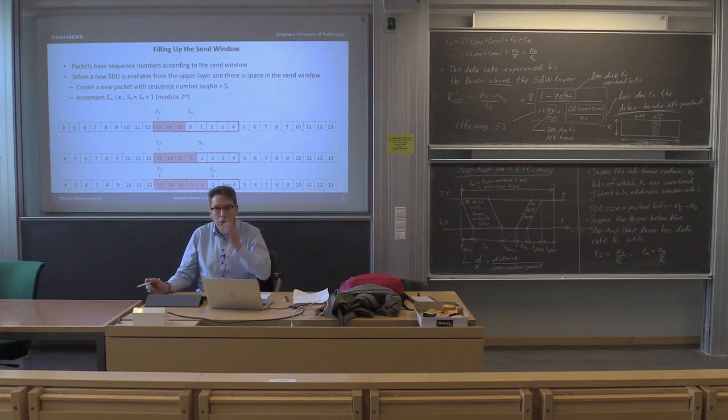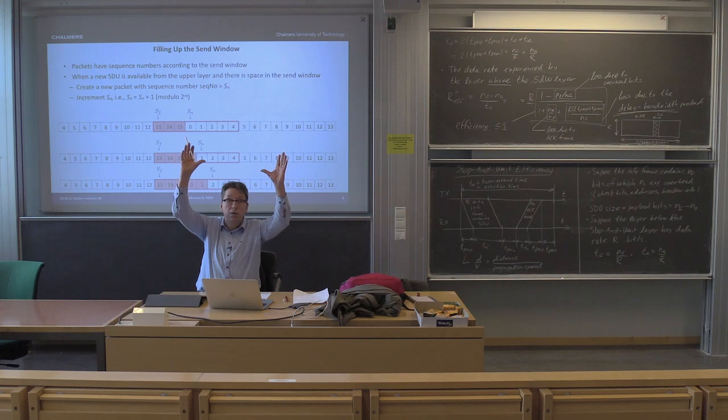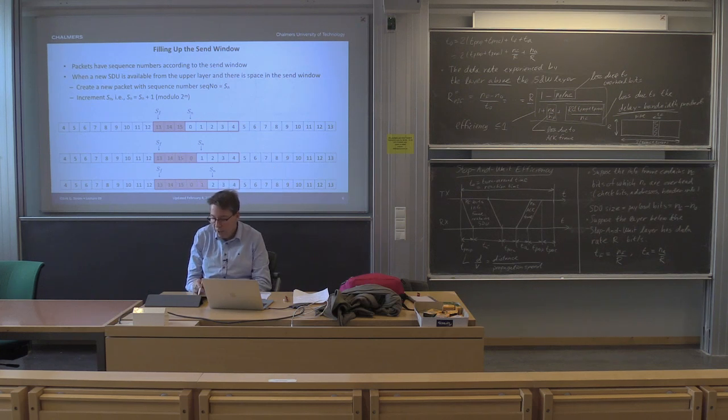So how do we fill up the send window? Well, we fill up the send window when we get data from the layer above. Packets will have sequence numbers according to the send window. So when we get a packet from the upper layer, and if there is space to store it, then the protocol accepts it from the layer above. We create a new packet with a new sequence number, and the sequence number of the newly arrived packet will be SN, because SN is pointing at the first available empty slot in our send window.